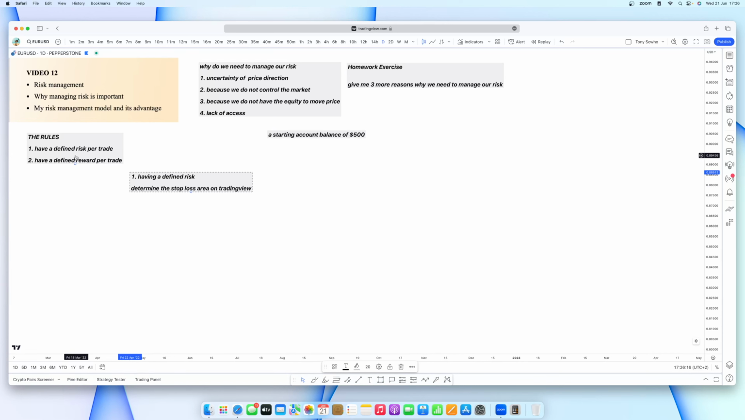Same thing, determine the take profit area on TradingView. And then you can have various take profit areas, but make sure that your first TP is at 3 times what you're risking. Okay, so the rules: have a defined risk per trade. How do you do that? By determining the stop loss area on TradingView. Number two, have a defined reward per trade.